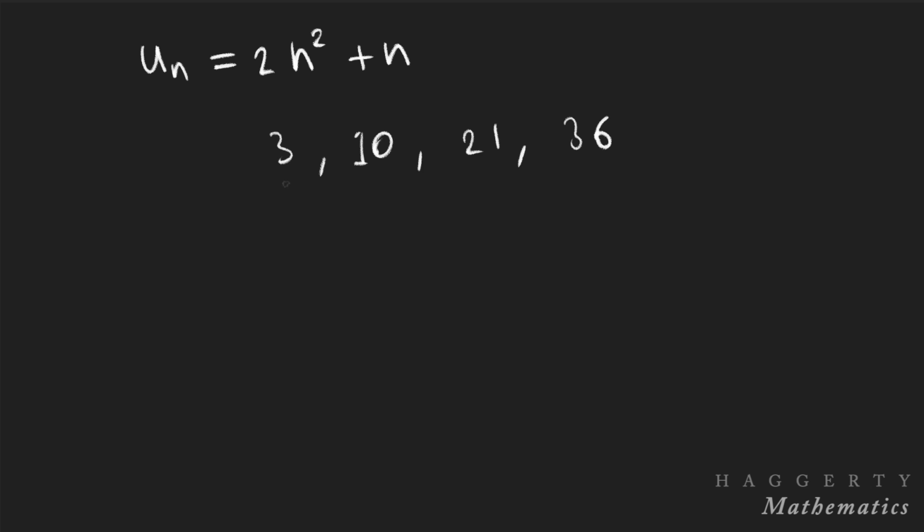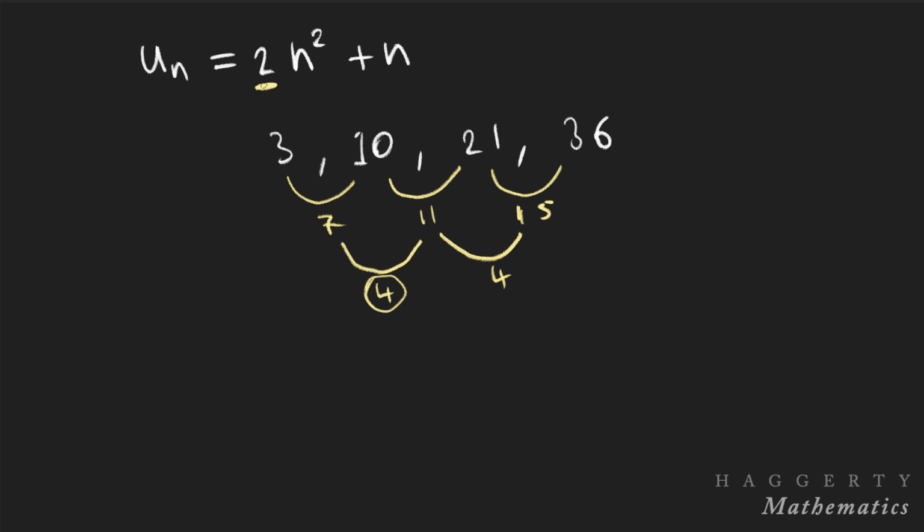And again, you can look at the differences here, right? That'd be a difference of 7, a difference of 11, and a difference of 15. So again, we're getting an arithmetic sequence for the first difference. And the common difference of that first difference is just 4. I'm going to call this the second difference now. You can see how the second difference has doubled, and that comes about as a result of this 2 being in front of the n squared. So when you double the coefficient of n squared, you also double the second difference.